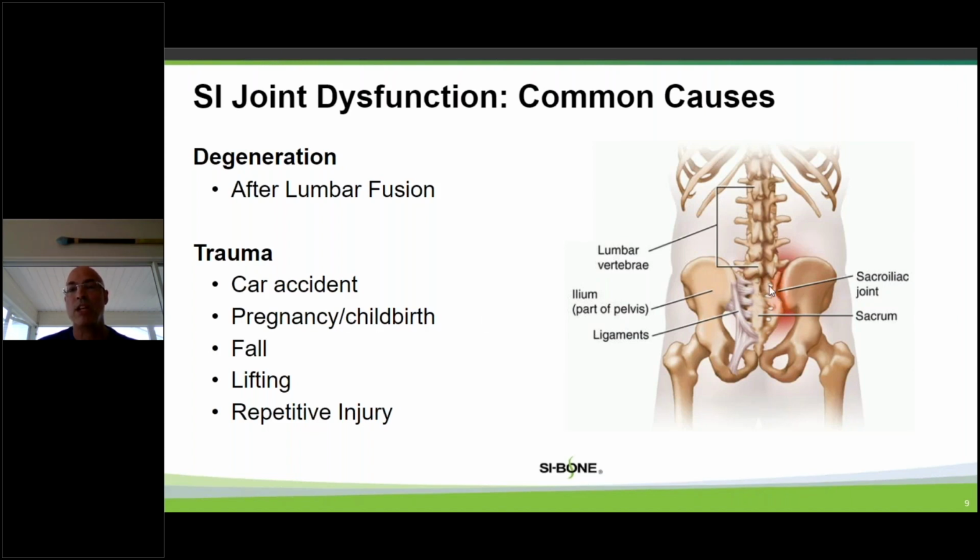We mentioned pregnancy and childbirth. That's because of relaxin. All these ligaments are not going to support the spine as well.